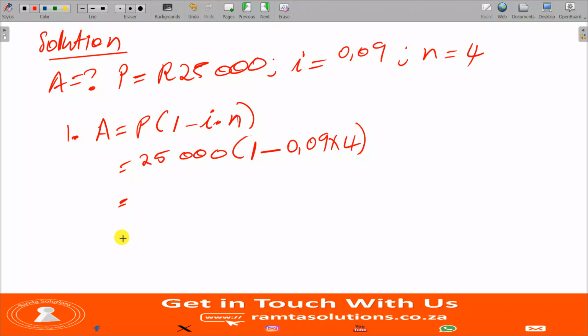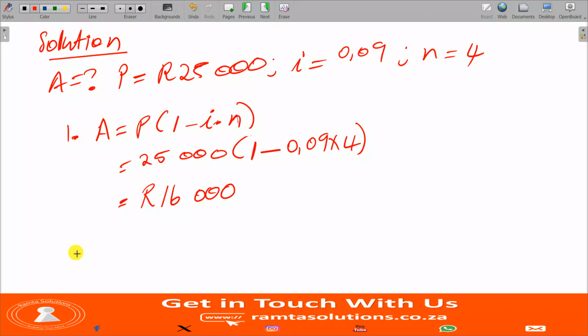So this is 25,000, open bracket, 1 minus 0.36. So this is 16,000 rands, guys. This is the value of the machine after 4 years if it depreciates on a straight line method.